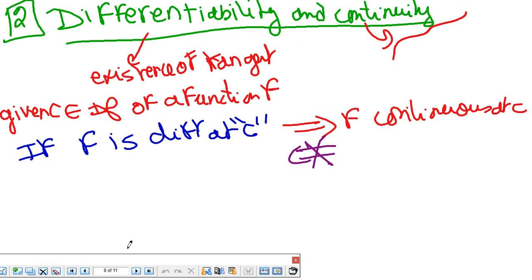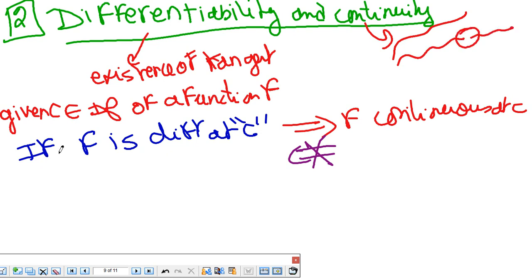Now, when I say differentiability, is it continuous? When I say is it differentiable? When I say differentiable or differentiability, it means there is an existence of a tangent. I have one tangent at this point. When I say continuity, it means the figure will continue. It's not here, it's discontinuity.